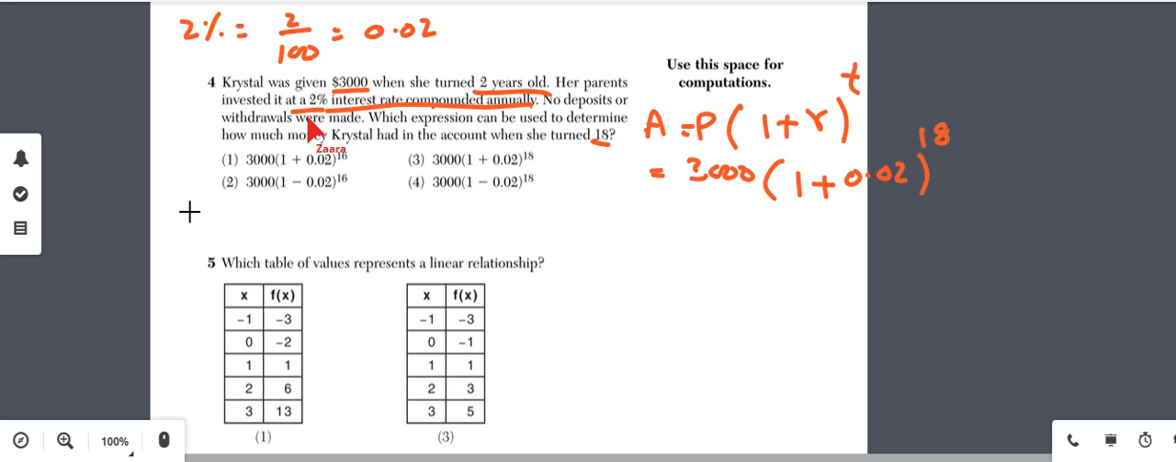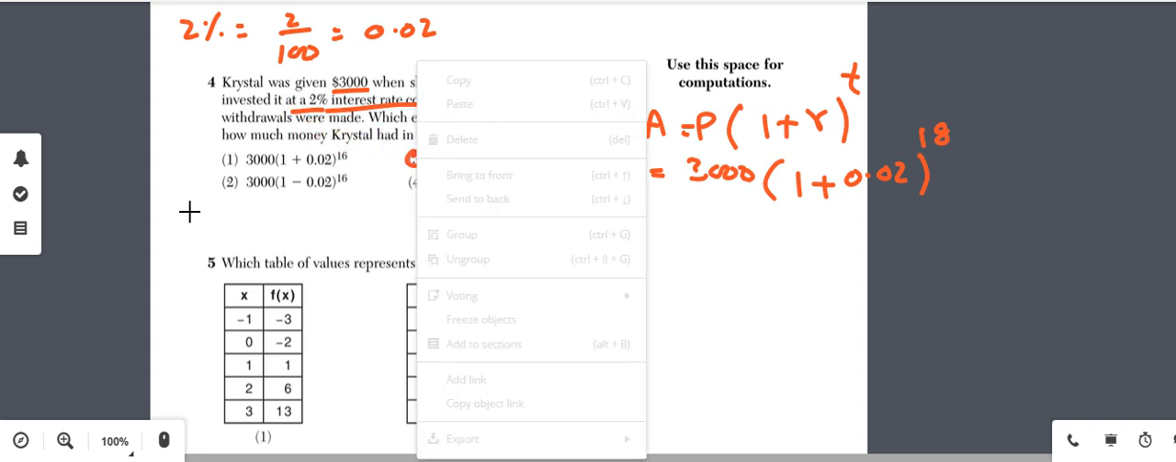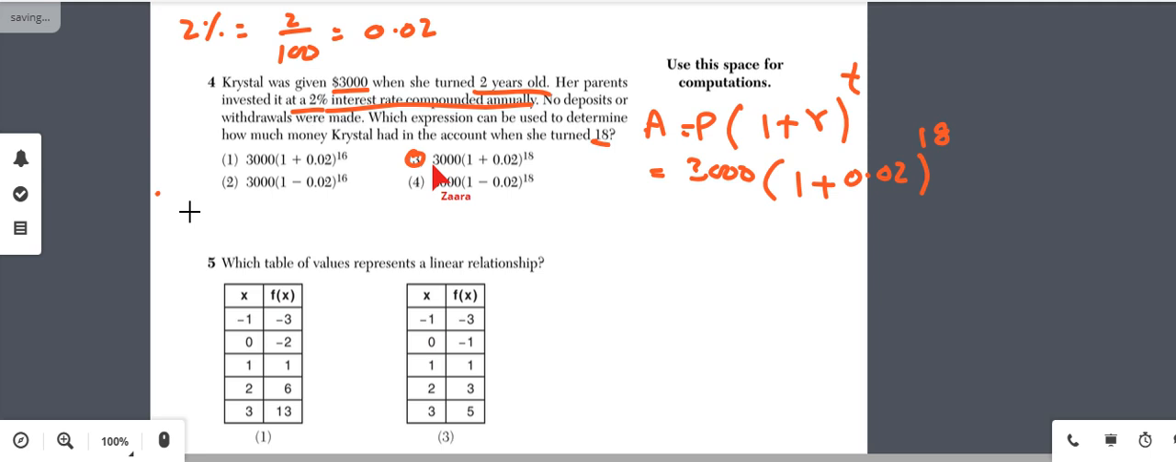Okay, so I think which one is correct? Option 3 or option 2? Option 3 is correct, right? Yes, because it's the same one, with raised to the power of 18. Yeah.